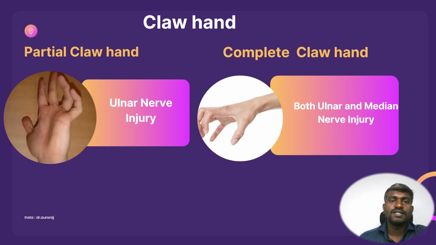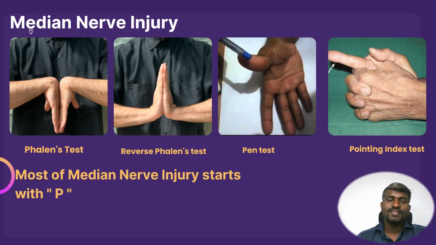Great. Let's look at the claw hand. Partial claw hand. Look at the image, and this is due to what? Ulnar nerve injury. Complete claw hand is due to both ulnar and median nerve injury. So look at the images carefully. Great. Now let's look at the median nerve injury.